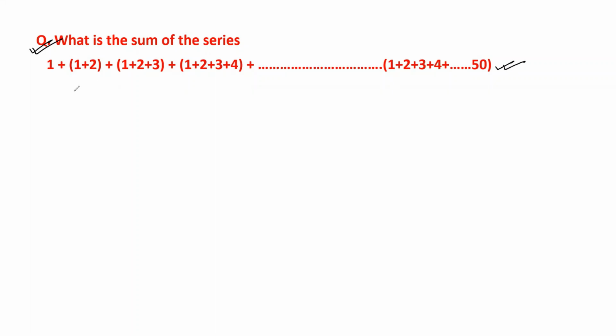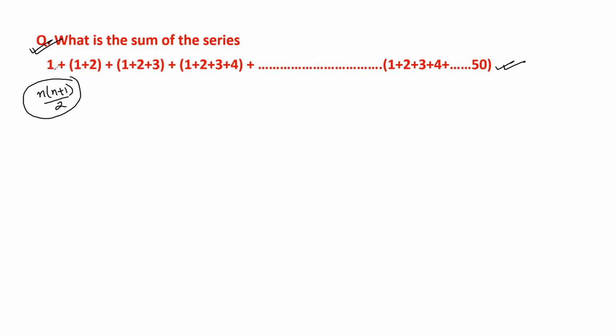Well, some of you might be thinking to use the sum of the first n natural numbers formula, which is n into n plus 1 by 2. But we need to use this formula for each and every term, which would be very time consuming. So instead of directly using this formula, let us try to find the nth term for this series, and let us see how we can reduce our time by simply taking the help of the nth term.